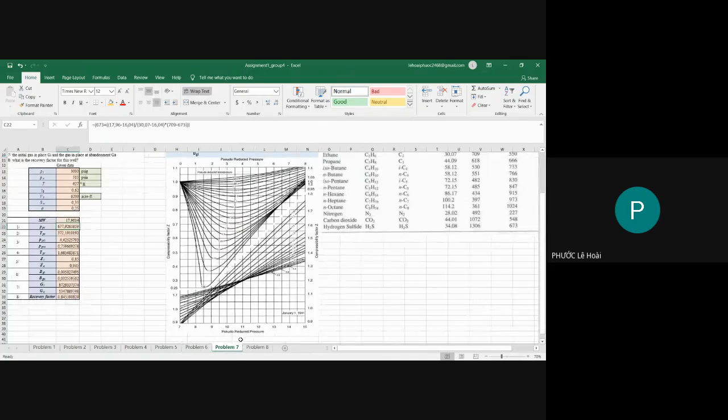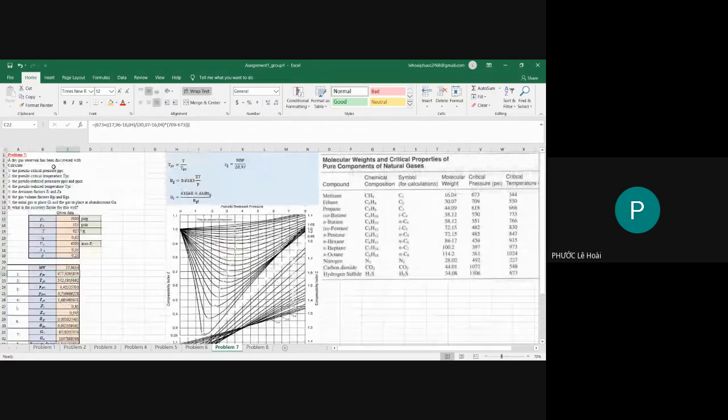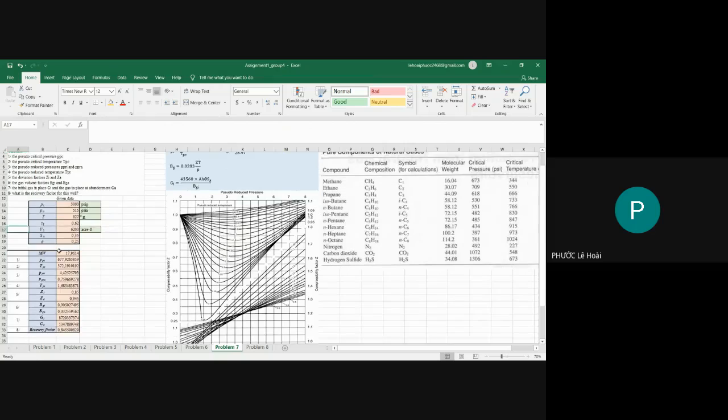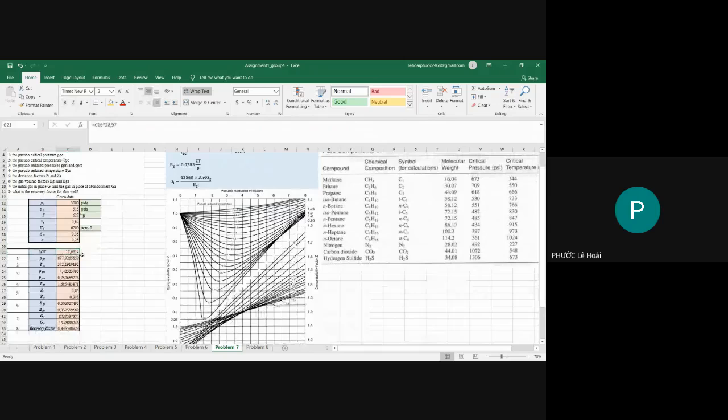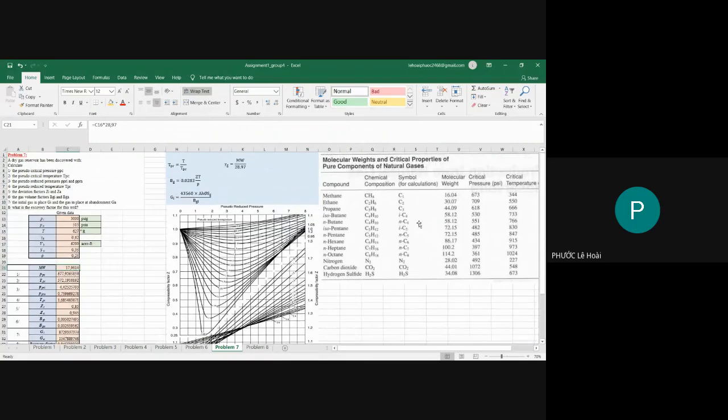Okay, to the problem 7. So for problem 7, we must calculate the 7 things by using these given data here. So first, for the molecular weight, we will calculate based on this table here. Okay, let's move to the first one, the pseudo-critical pressure, PPC here.